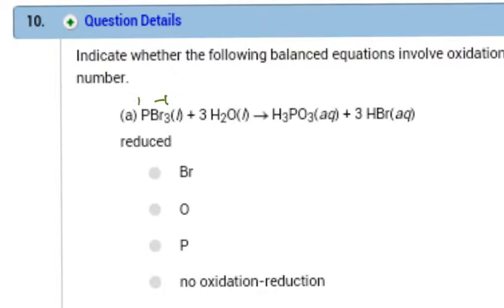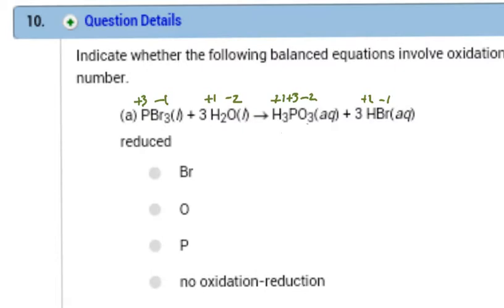Bromine is -1, so this phosphorus is +3. Water is -2. Hydrogen is +1. Oxygen is -2. Hydrogen is +1. So that means we've got to do a little bit of work underneath here. And it looks to me like the phosphorus is going to be +3, like that. And then bromine is -1. Hydrogen is +1. So we finished assigning all of our oxidation numbers. And remember that the work on the bottom we don't need, so we'll get rid of that.